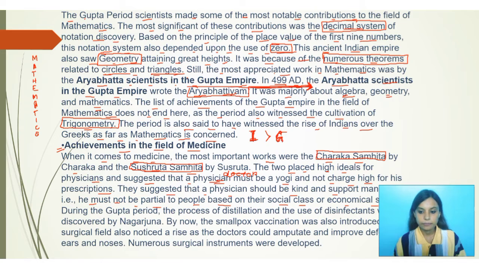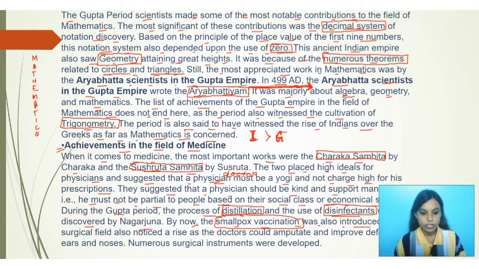Next, during the Gupta period, the process of distillation and the use of disinfectants was discovered by Nagarjuna. So you can talk about the process of distillation, which is also a medicinal process. Then you have the use of disinfectants in order to keep away diseases. By now, the smallpox vaccine was also introduced. So during this time, the smallpox vaccine was also introduced. These were all the medical advancements during that time.